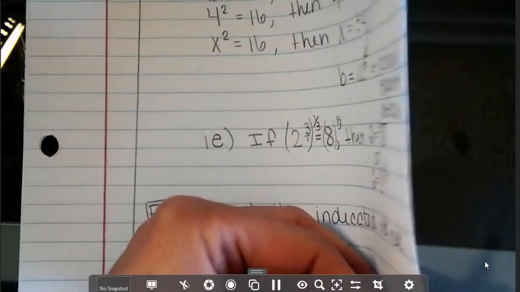All right. Let's see, is that one piece of paper? There it is.